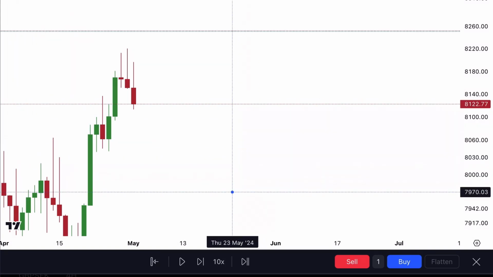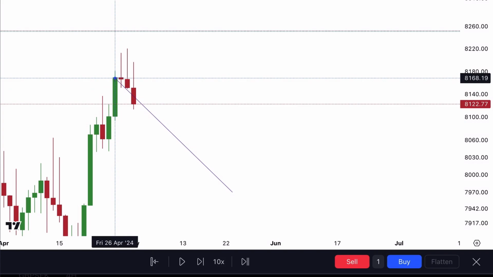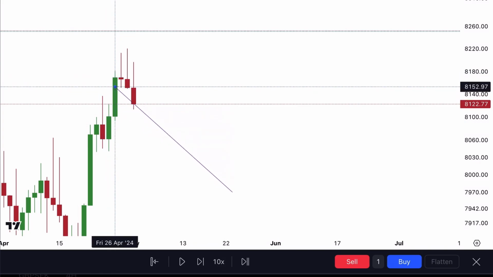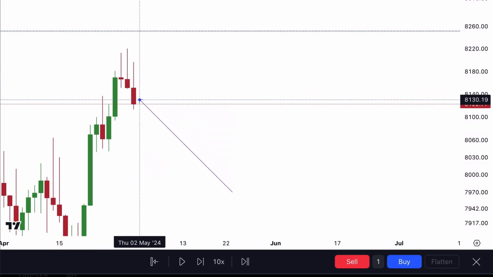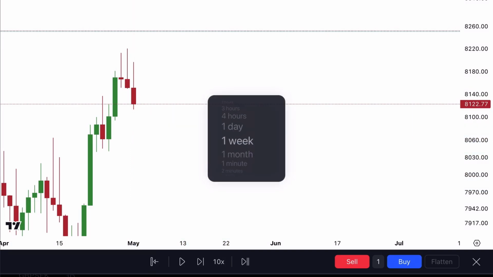We see we have the impulse being all the same color, breaking and closing above previous structure, the retracement also being all the same color, and a minimum of 2 daily candles. We go to the weekly time frame.